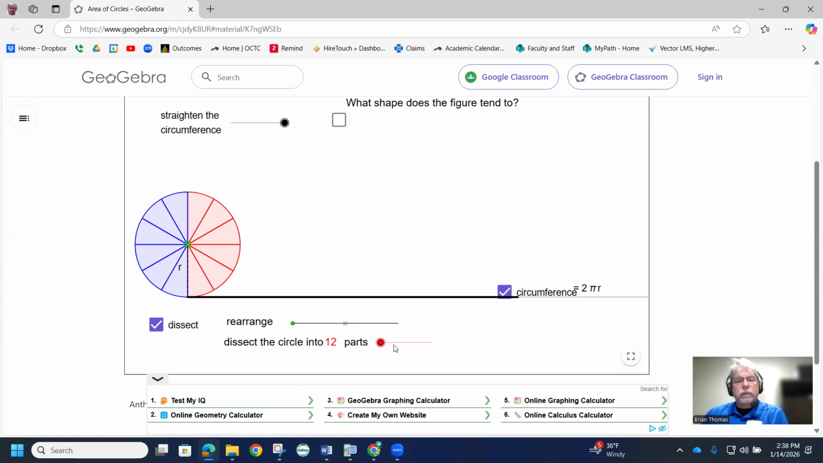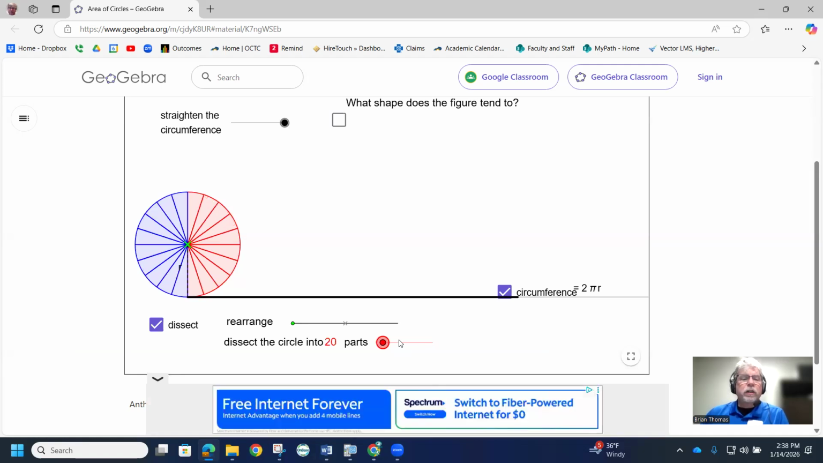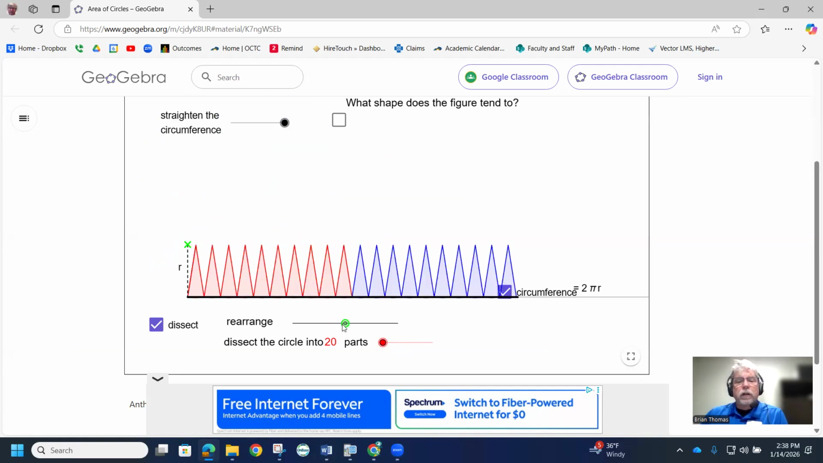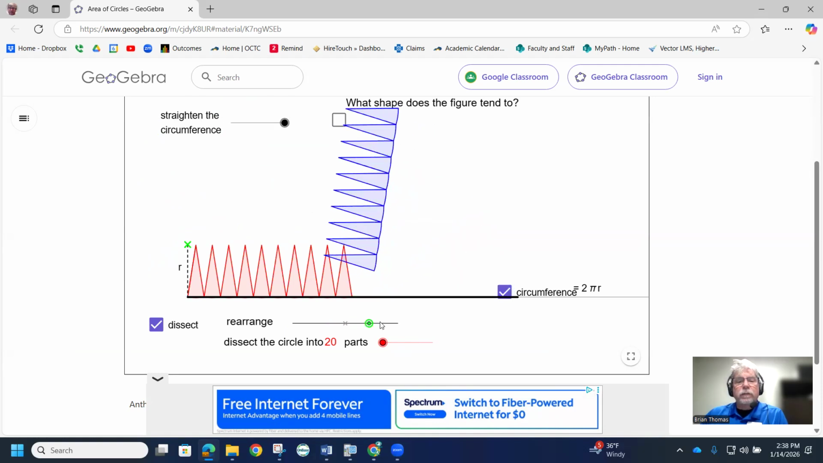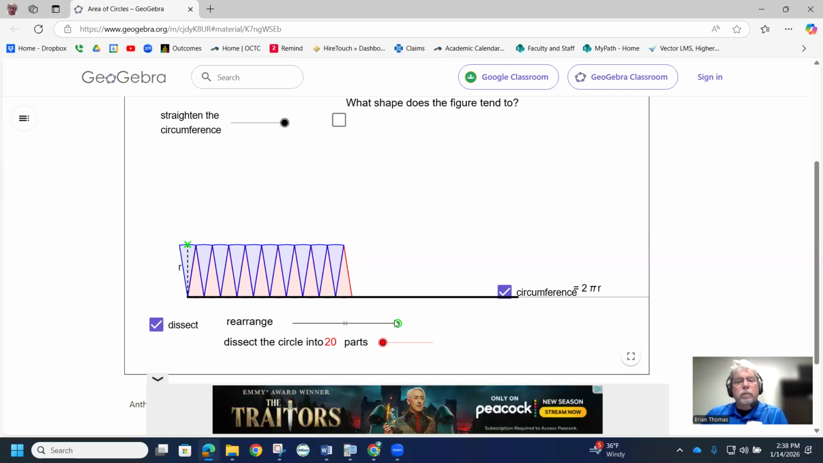Notice that I could increase the number of pieces I cut it into. So let's say we cut it into 20. Now, one of the things I can do is rearrange the shapes. I could slice this up like you do a pizza, and lay these pieces out. Then I can lay one of them back over the other like this. Notice I transform the shape, but does it take on a shape that we're more familiar with?